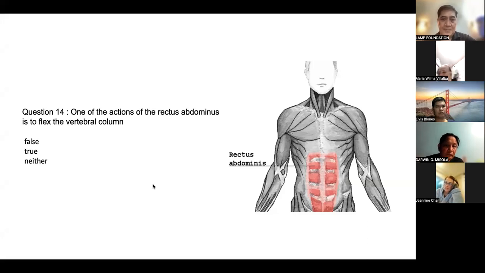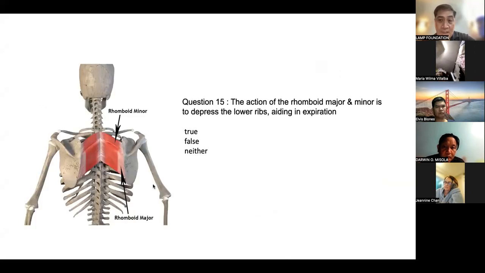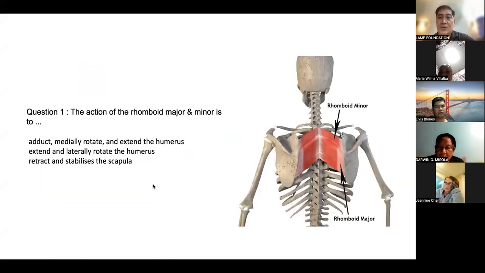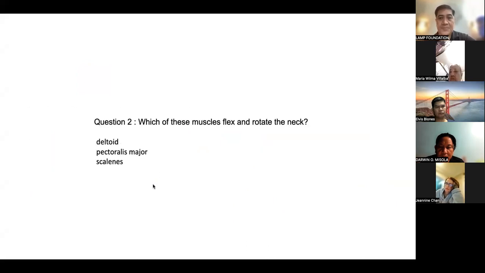True or false? True. The action of the rhomboid major and minor is to depress the lower ribs, aiding in expiration. False. So what does it do? Serratus posterior. Okay, very good. Action of the rhomboid major and minor is to retract and stabilize the scapula. Which of these muscles flex and rotate the neck? Deltoid. The neck. Ay, the neck.